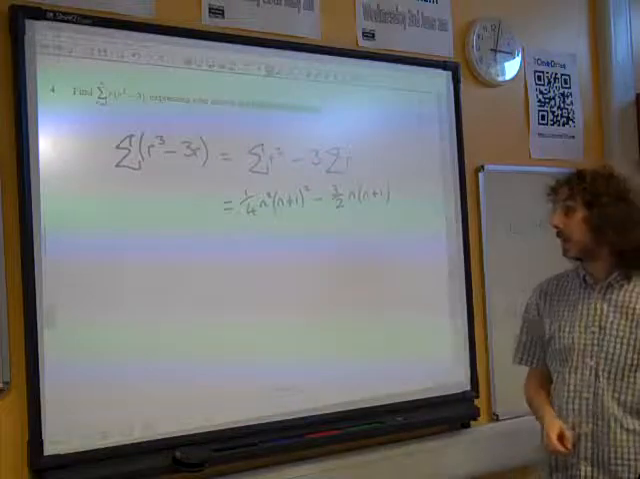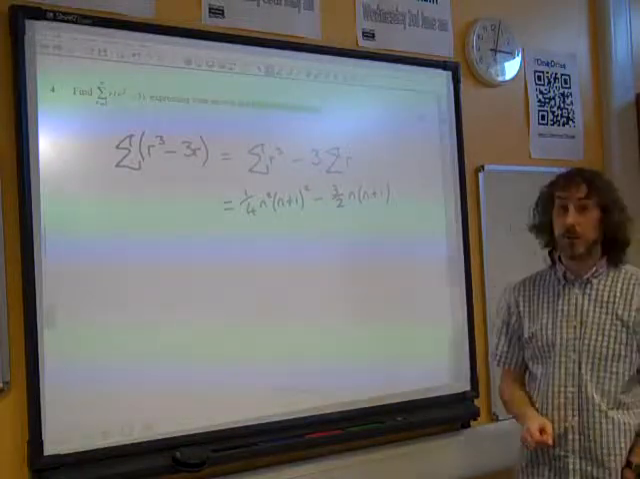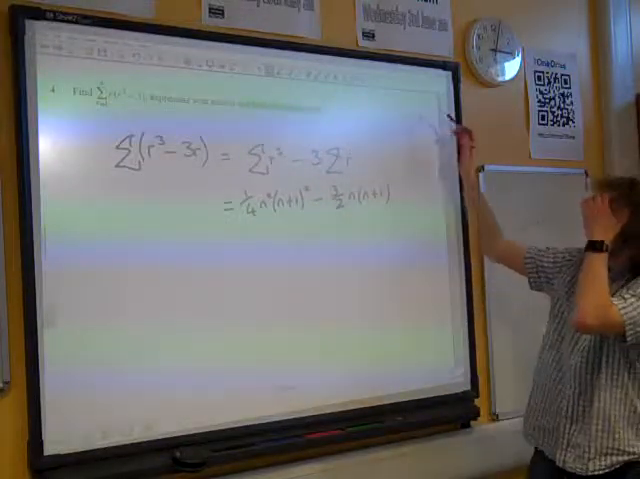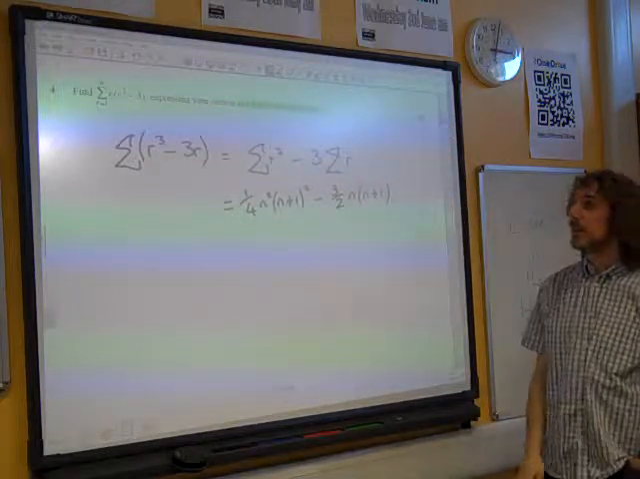And actually most of the marks are for getting to that point, really. You get quite a few marks just for getting there. This is 6 marks, it's crazy, isn't it?